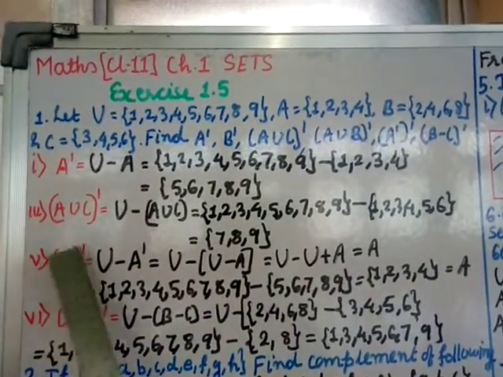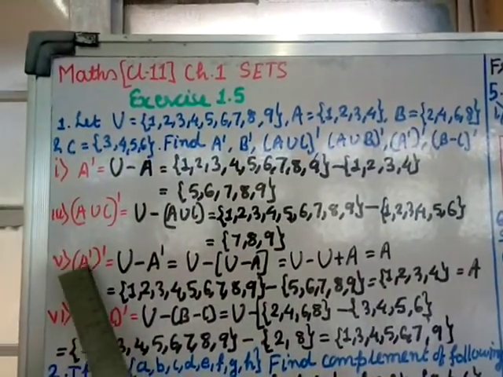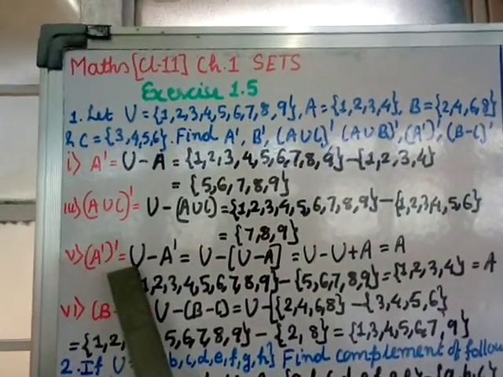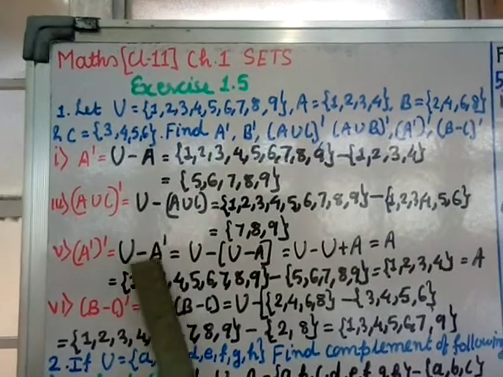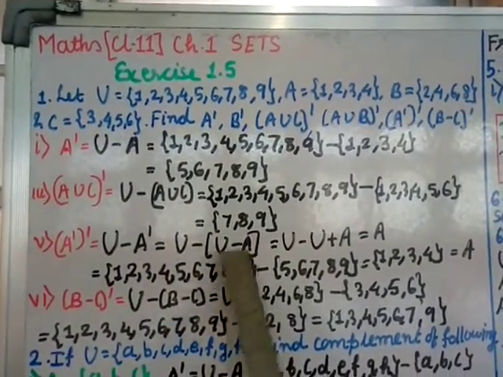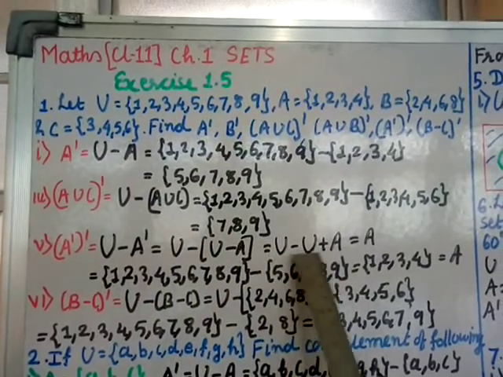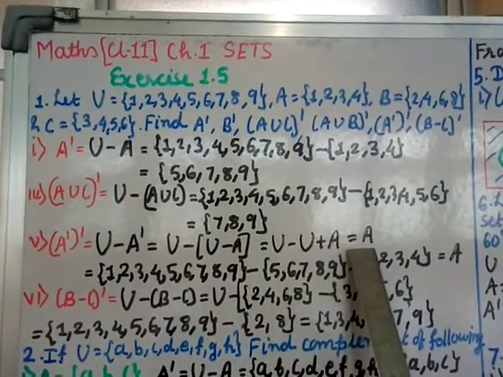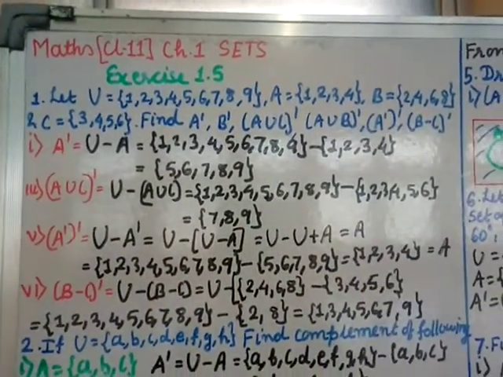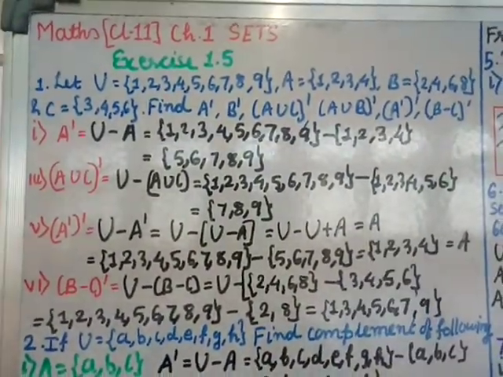Number 5, (A')', that is the complement of A' and again its complement. It can be written as U minus A'. But this A' can again be written as U minus A. If I open this bracket, U minus U plus A, U cancels, so A remains. This we have done directly. Now let us put in the elements and check whether you are getting the answer A or not.